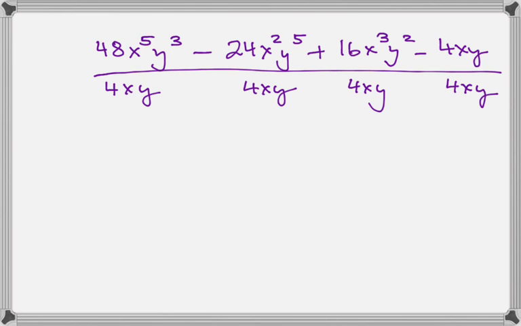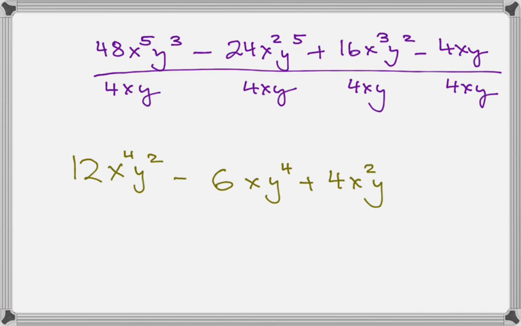So 48 divided by 4 is 12x^4y^2, minus 6x^2y^4, plus 4x^2y, minus 1. Don't you forget it.